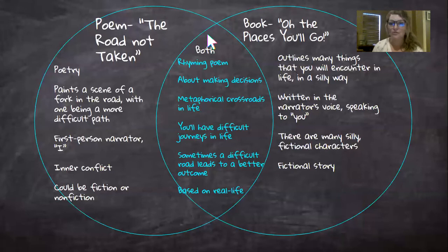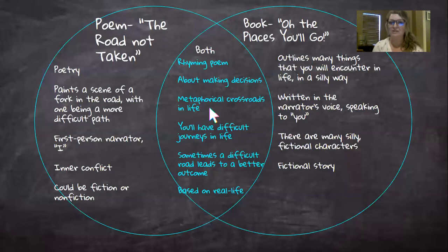So they both have rhyme. They're kind of rhyming poems. Even Oh, the Places You'll Go has a rhyming element to that book, and there's a rhyming element to the poem that we read. So they're both rhyming poems. They're both about making decisions. They both talk about this metaphorical crossroads in life.